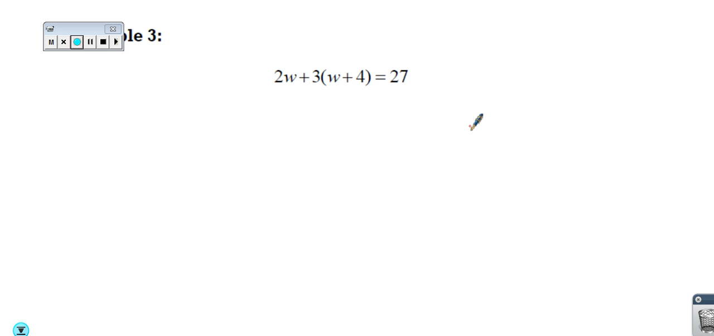Third one, first up is this distributive property. I'm going to first multiply 3 and w, which gives me 3w, and then I'm going to multiply 3 times 4. So this is a positive 12. After I distribute, I have 3w plus 12. I need to bring down everything else: addition signs, equal signs, and numbers.